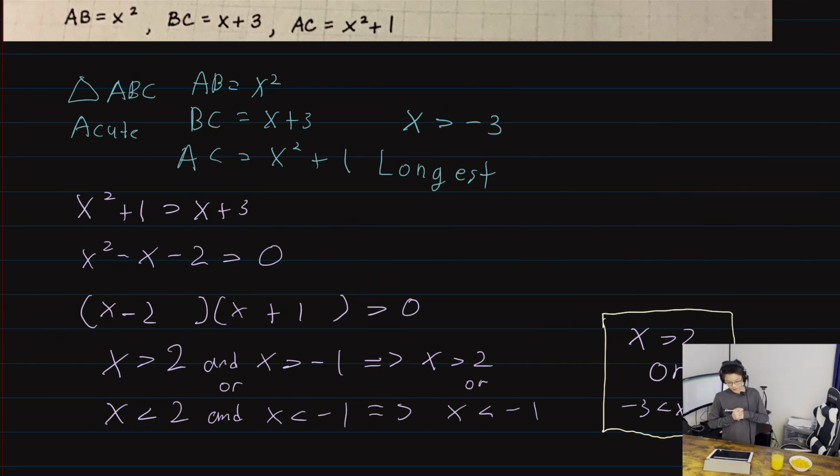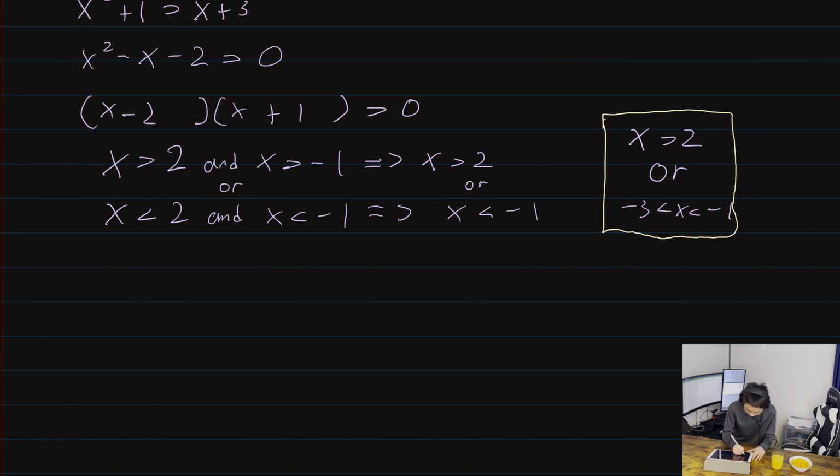There we go. So next, our triangle must satisfy the triangle inequality. So let's write down the triangle inequality. Basically, the triangle inequality comes in two parts. The first one is that one side length must be less than the sum of the other two side lengths. And the other part is that the same side length must be greater than the absolute value of the difference of the other two side lengths.